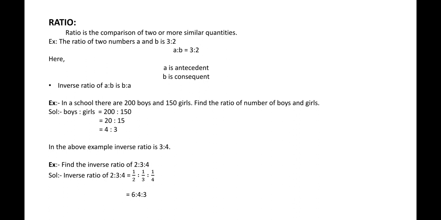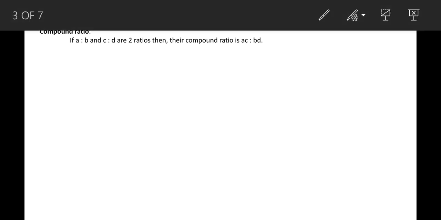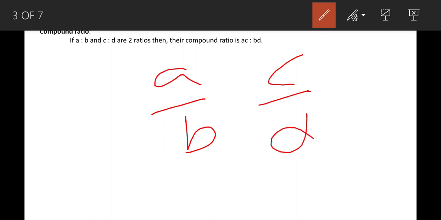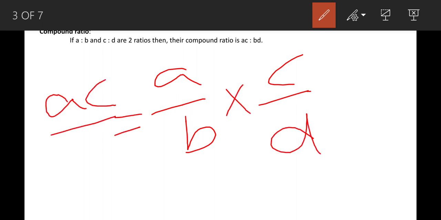And next, what is compound ratio? See, if A is to B and C is to D are two ratios, then compound ratio is AC is to BD. Compound ratio is nothing but multiplication of two or more ratios. A by B is one ratio and C by D is another ratio. We multiply both the ratios to get the compound ratio. We will get AC by BD, that is nothing but AC is to BD.